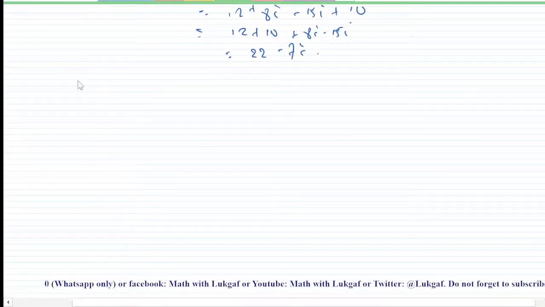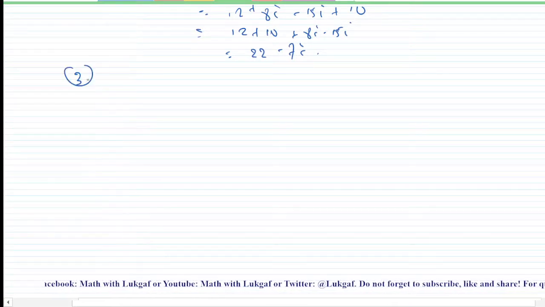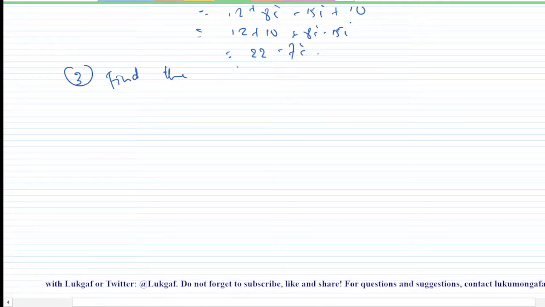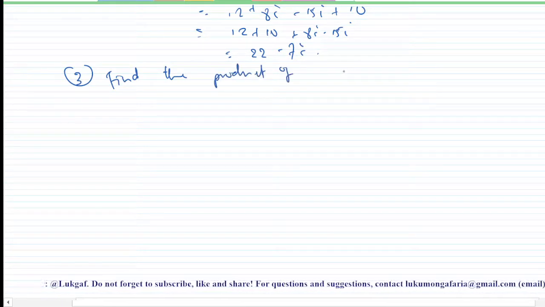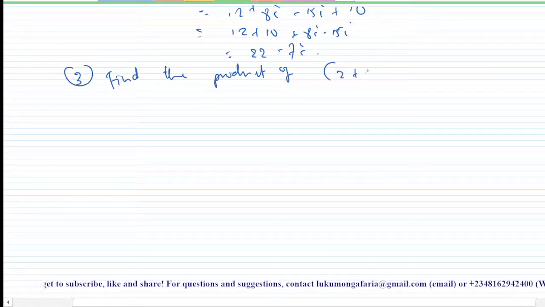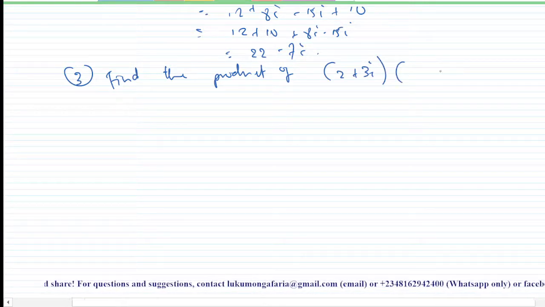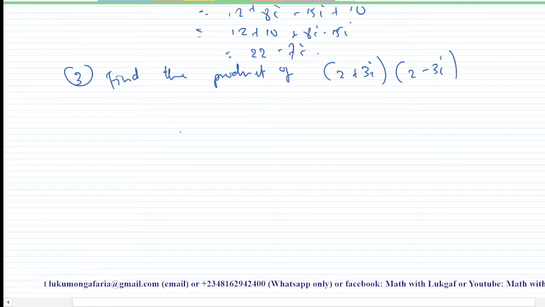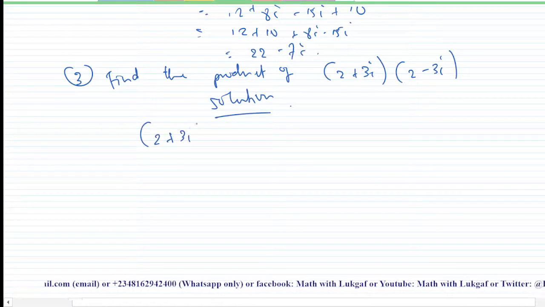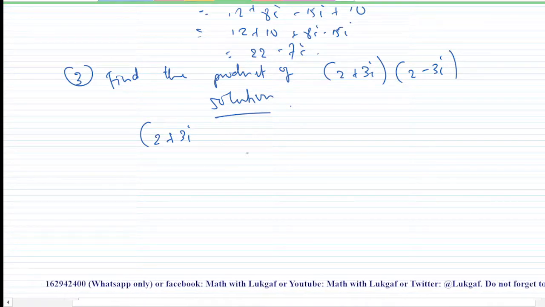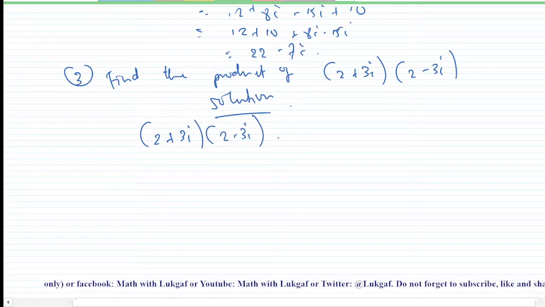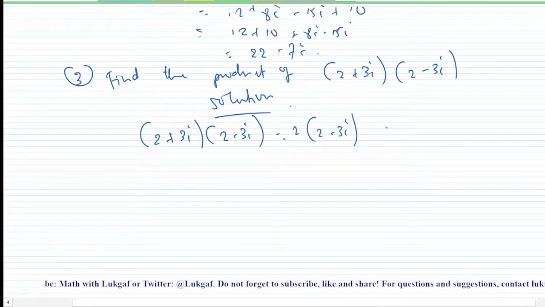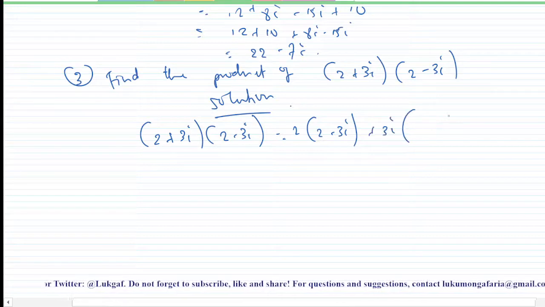Okay, now the third one, find the product. Find the product of 2 plus 3i, 2 minus 3i. Okay, you follow the same approach as before. We have 2 plus 3i, 2 minus 3i. Then this is going to give me 2 into 2 minus 3i plus 3i into 2 minus 3i.